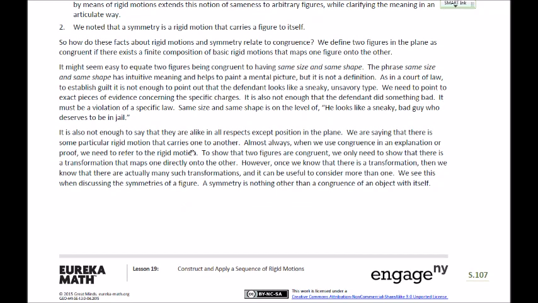Down here it says, it might seem easy to equate two figures being congruent to having the same size and same shape, and that's how we've kind of been defining it and using it. The phrase "same size and same shape" has intuitive meaning and helps paint a mental picture, but it is not a definition. Okay, it's not precise enough to be a definition, so we're looking for a more precise definition.